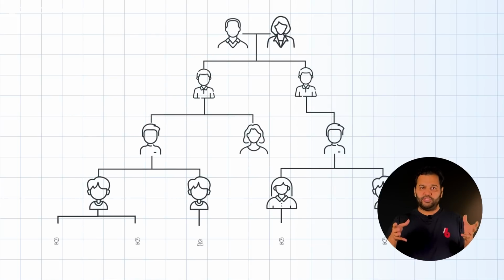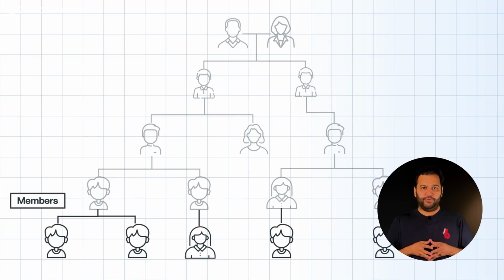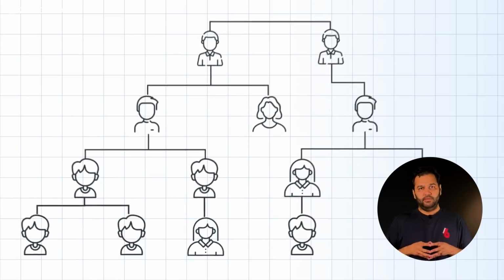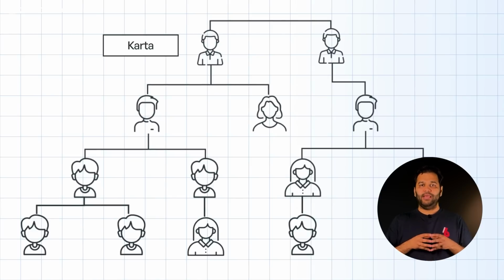After that, the 5th generation can become only members in the HUF. However, if the current generation of Karta passes away, usually the immediate senior male member of the family becomes the next Karta, and then 4 generations from him are considered. And by the way, if there is no male child, or if the daughter is senior, she can also become the Karta of the HUF after her father.